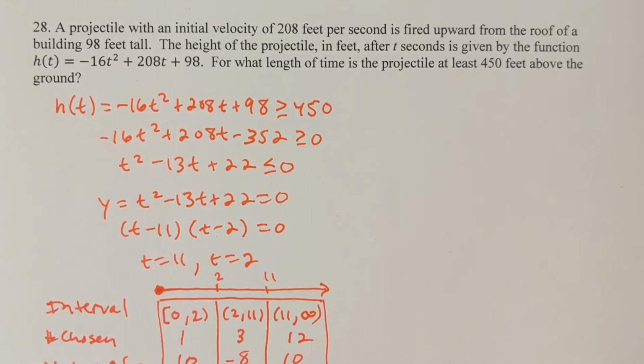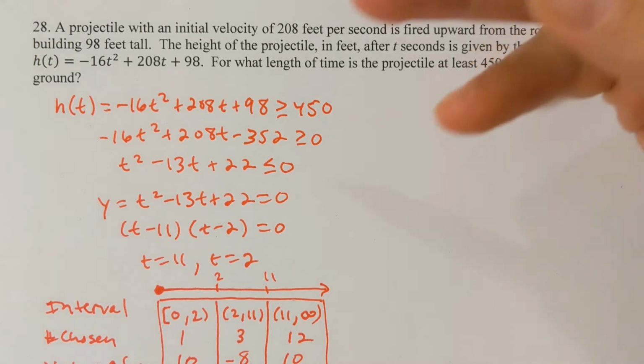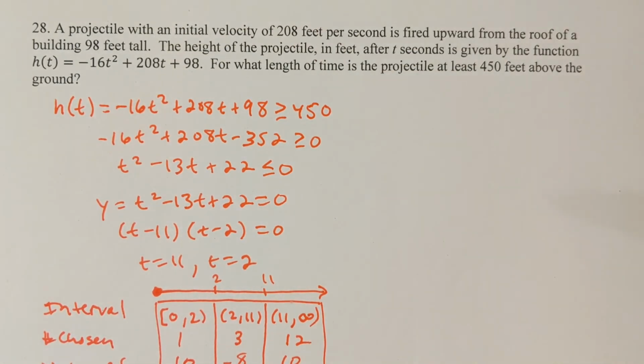Problem 28 is the last problem in the section and also in the chapter. It's an application problem. We'll look at this one here. It says that a projectile with an initial velocity of 208 feet per second is fired upward from the roof of a building that's 98 feet tall. The height of the projectile in feet after t seconds is given by the function h of t that you see here. For what length of time is the projectile at least 450 feet above the ground?